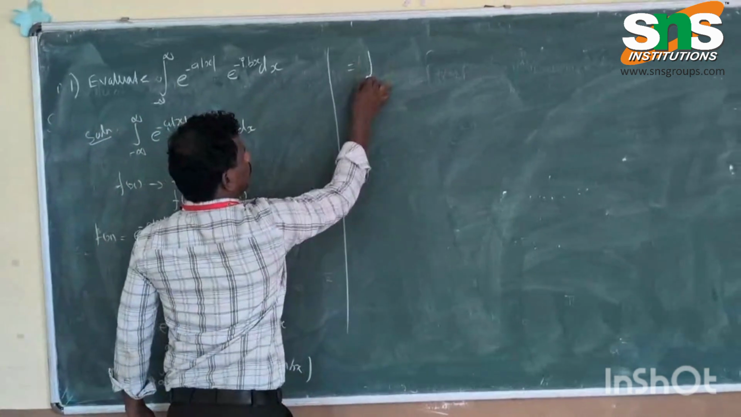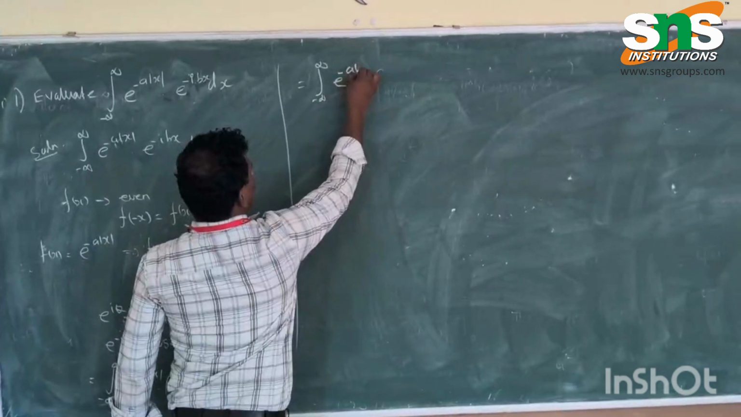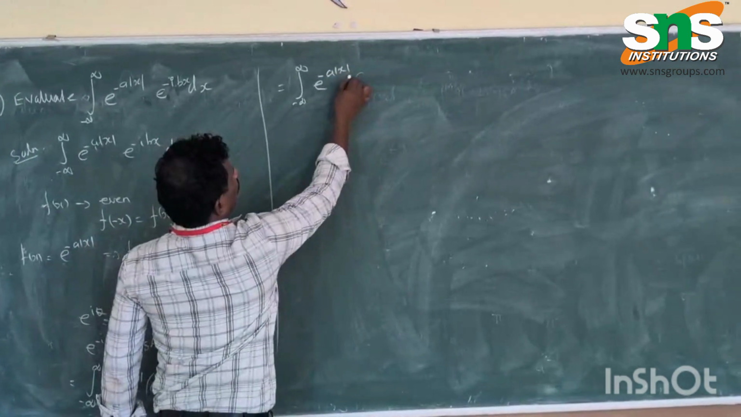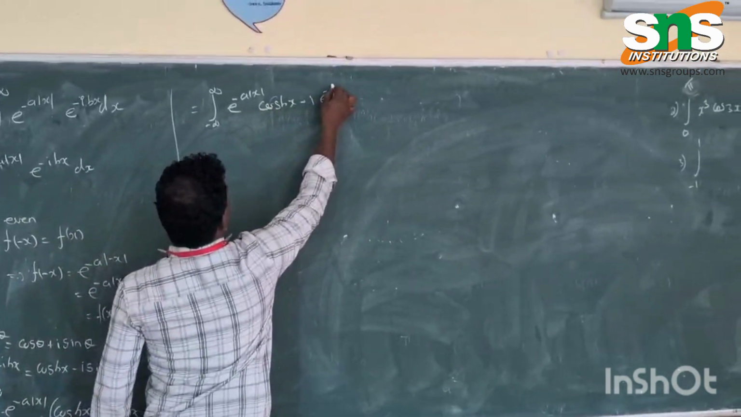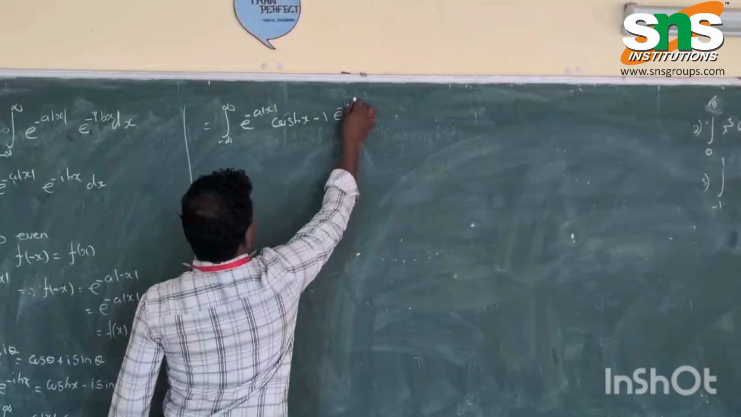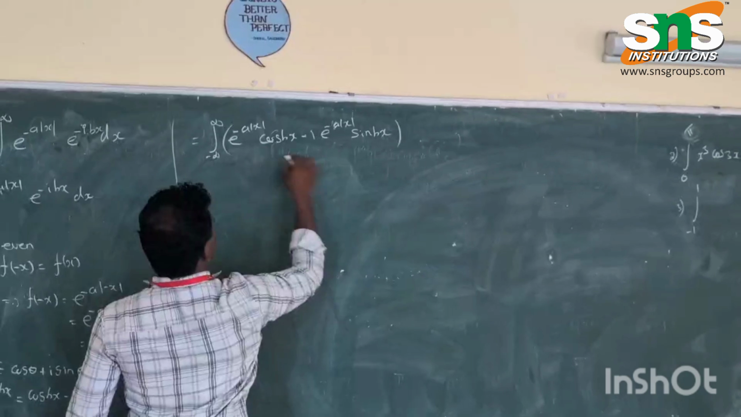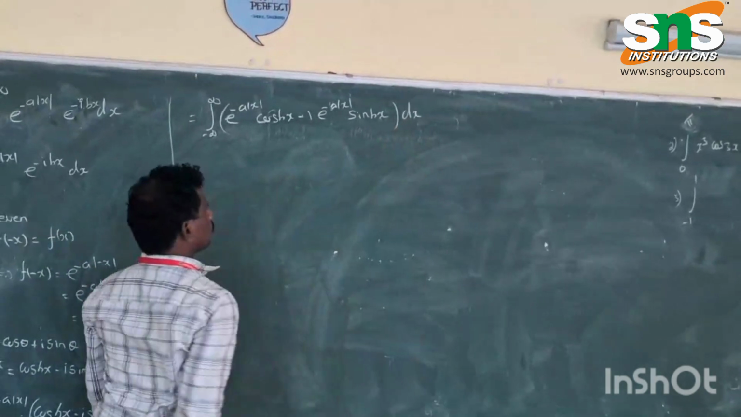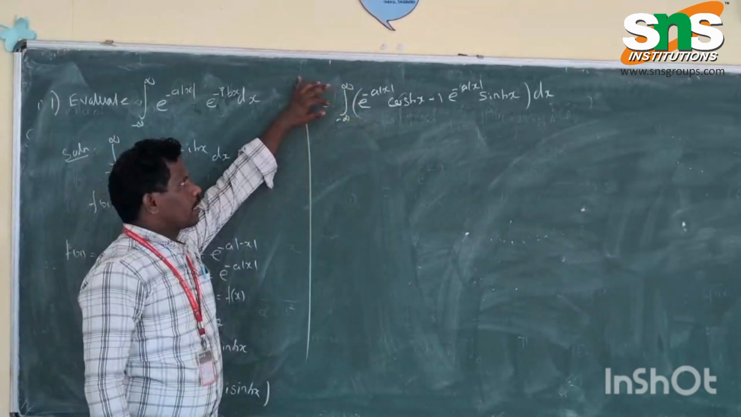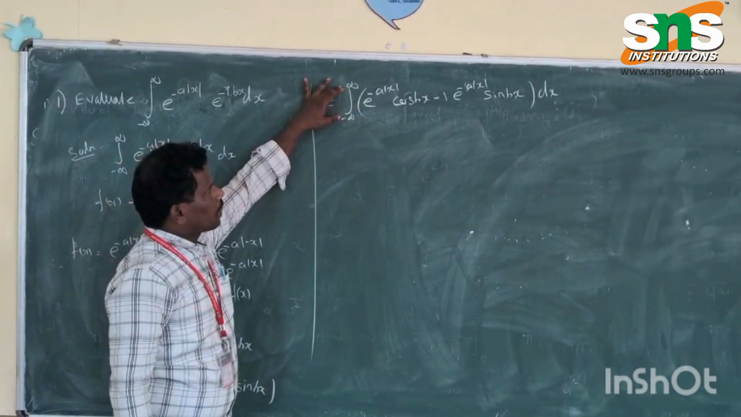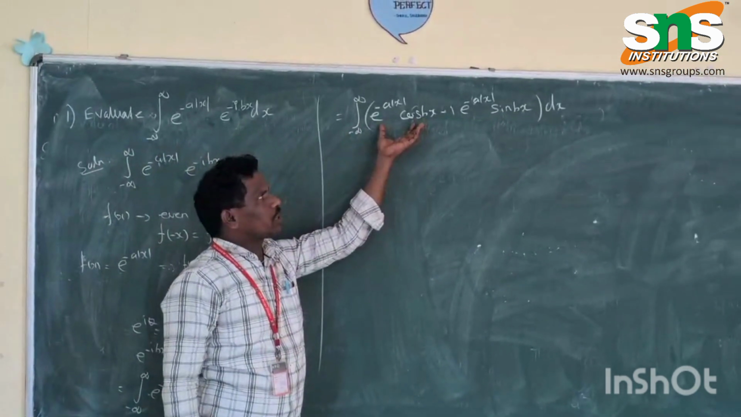This is equal to the integral from minus infinity to plus infinity of e power minus a mod x cos bx minus i into e power minus a mod x sin bx dx. So the limit is minus infinity to plus infinity, the same number with only the sign changed. Next, we can verify whether this is an even function or an odd function.